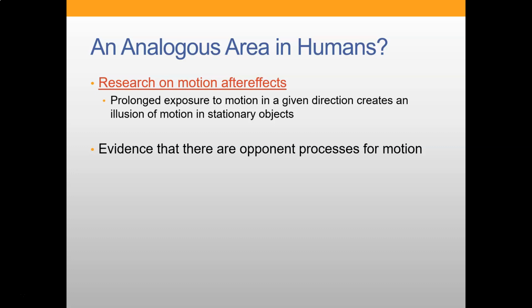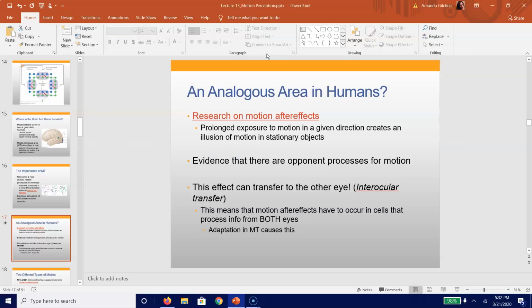One of the examples that I gave earlier in the semester, I showed you a YouTube video of a spiral that I asked you to watch for a little while, and then I asked you to take a look at your hand. What will often happen with a motion after effect is you get an illusion of motion in a stationary object after you've been looking at it for a while. So let's take a look at some of these different aspects.